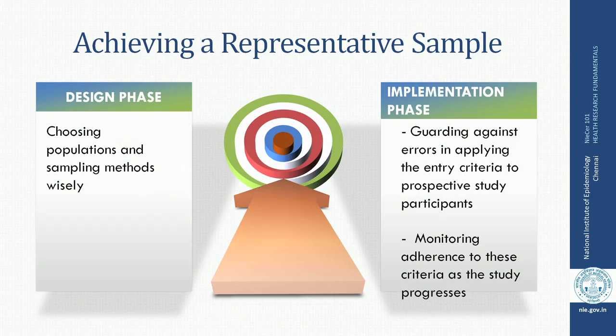And second is that you need to monitor this entire study, monitor how the study subjects adhere over the entire period. There should not be any loss to follow up, and if there is a loss to follow up, how it has to be guarded is what we are going to discuss in the next slide. So overall, achieving a representative sample should begin at the design phase and it ends in the implementation phase.